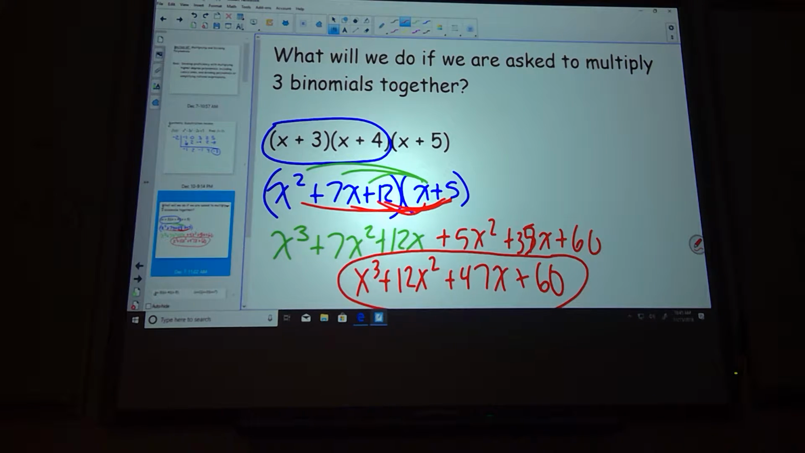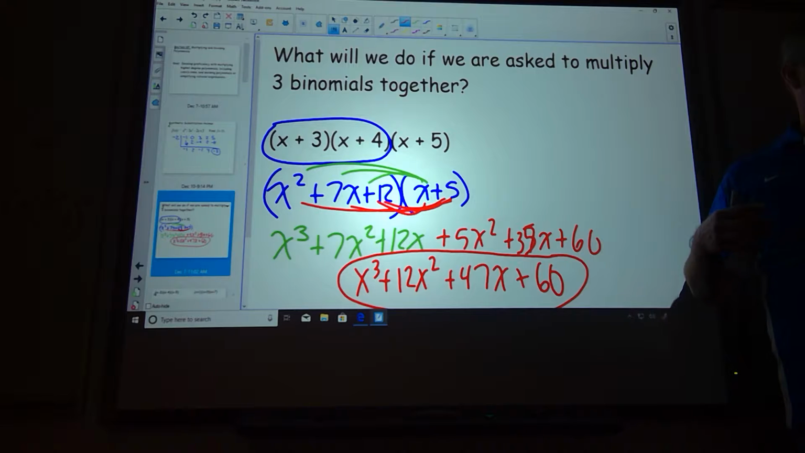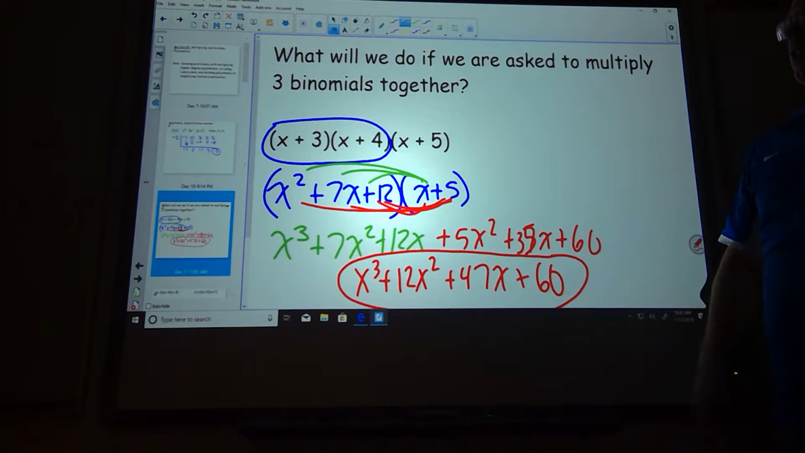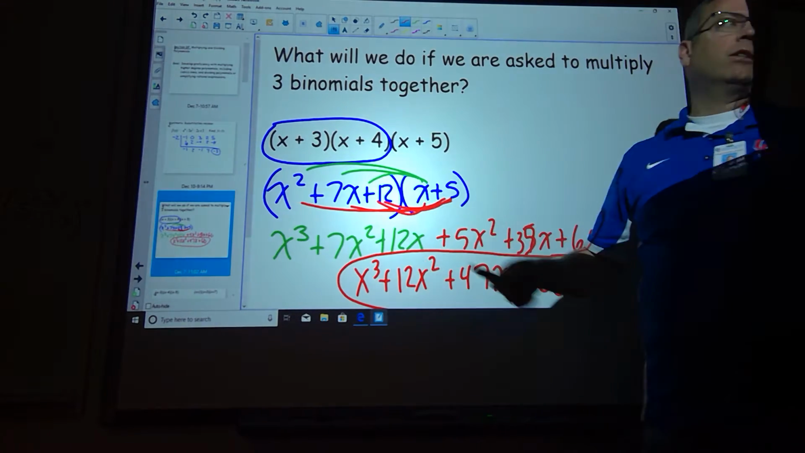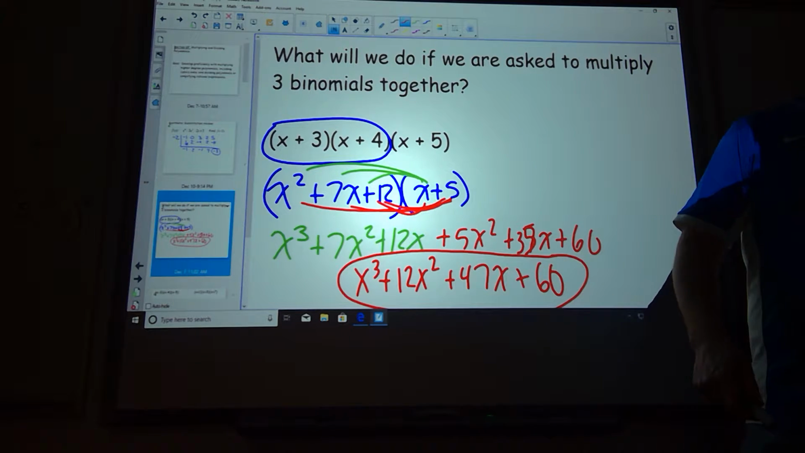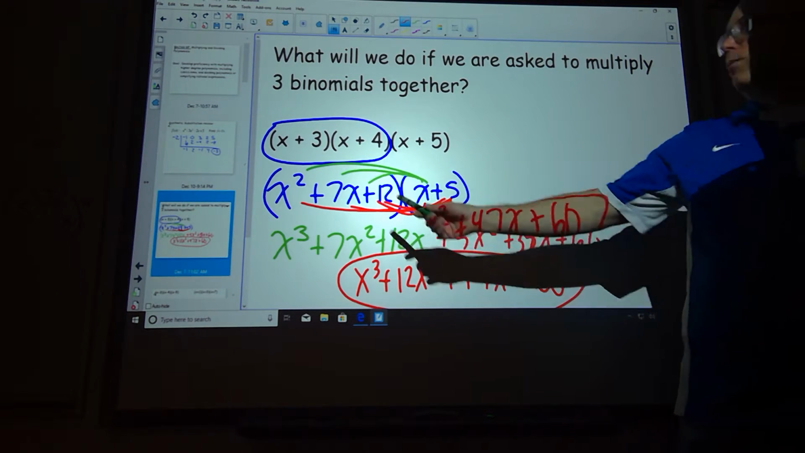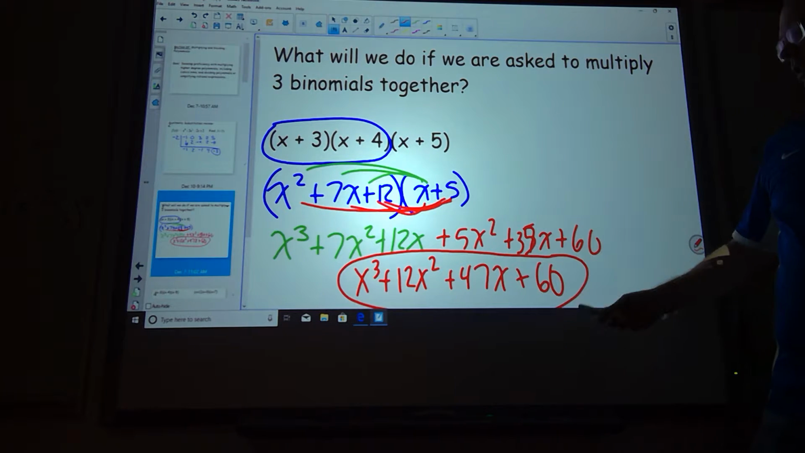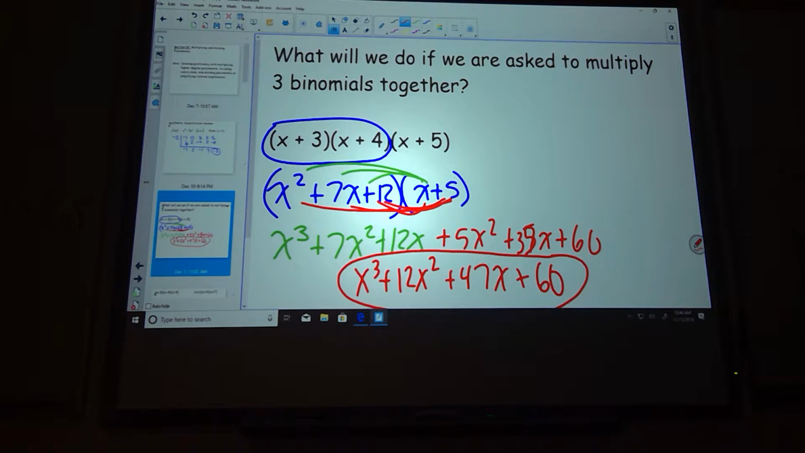So the only thing I would legitimately try to do is, if they said, what's the degree? I know x times x times x is x to the third. And if they said, what's the constant, which is down here? 3 times 4 is 12 times 5 is 60. And then I can't see it on the stuff in between.